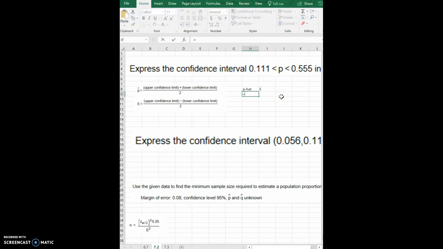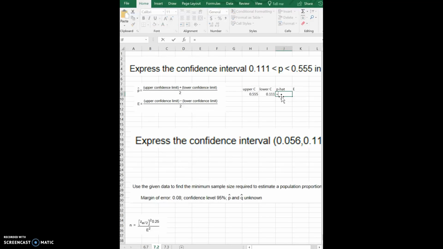So p hat is just your upper, and actually I'm going to redo this. I'm going to do upper confidence, lower confidence, p hat, and e. Okay, so the upper confidence is 0.555 and the lower confidence is 0.111. I just pulled that right from the problem.